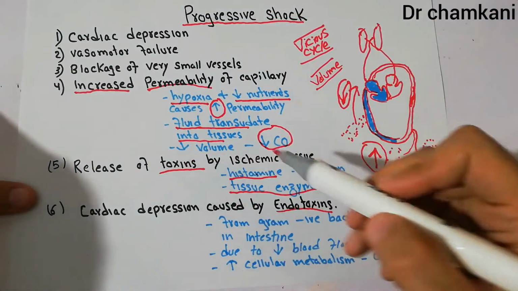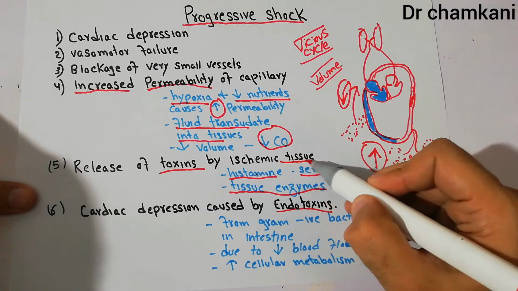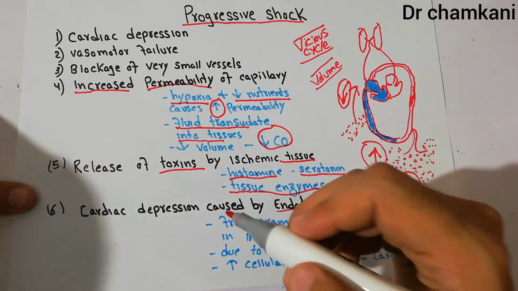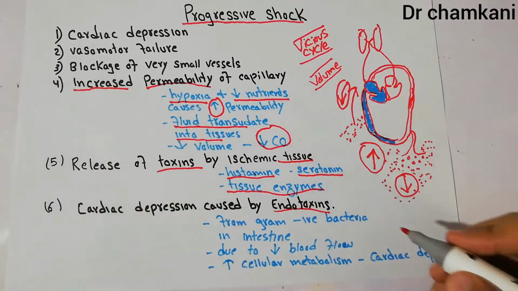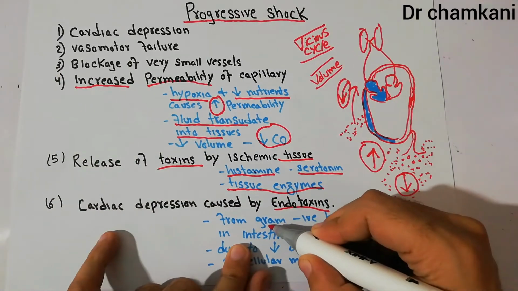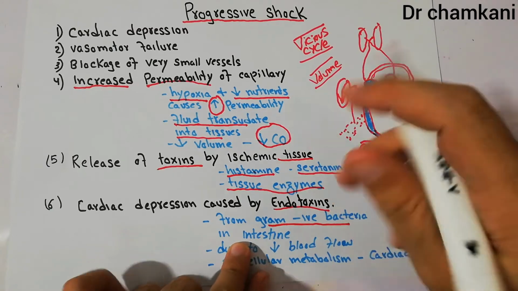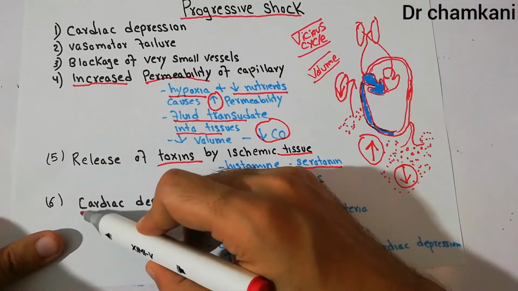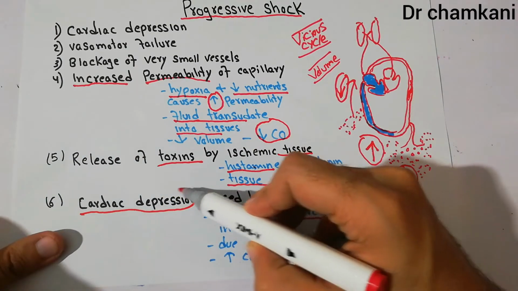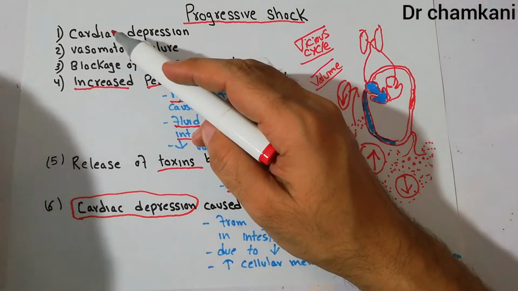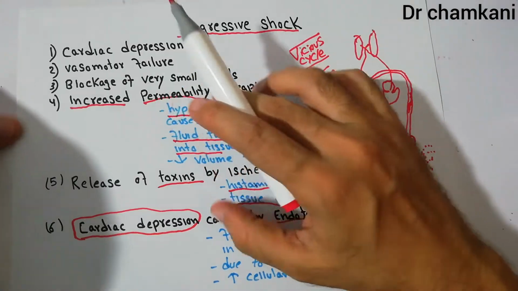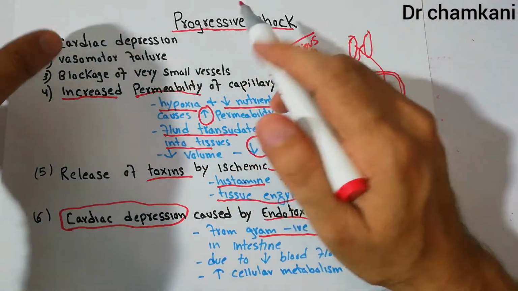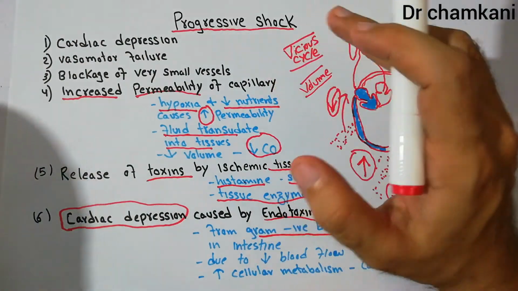Now, these toxins were released by the ischemic tissue. But there are certain other toxins, the endotoxins. They are basically released by bacteria, the gram-negative bacteria. The endotoxin will lead to cardiac depression. We discussed that cardiac depression was due to inadequate circulation, and it also helped in the progression of the shock and increasing its severity.